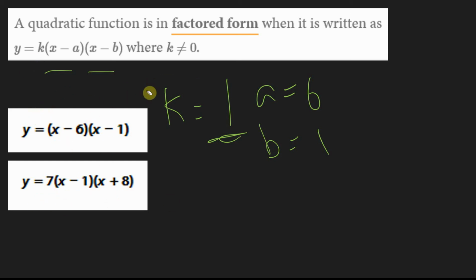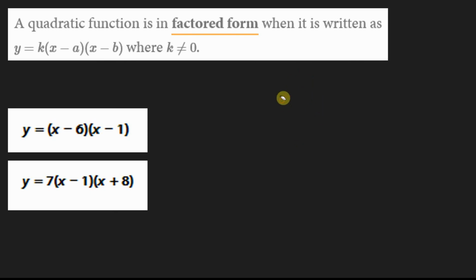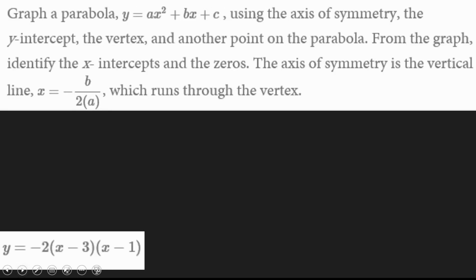So that's pretty much it. That's factored form. There's nothing fancy or complicated about it. It's just another way of writing a quadratic function. That's literally all there is to it. All right.